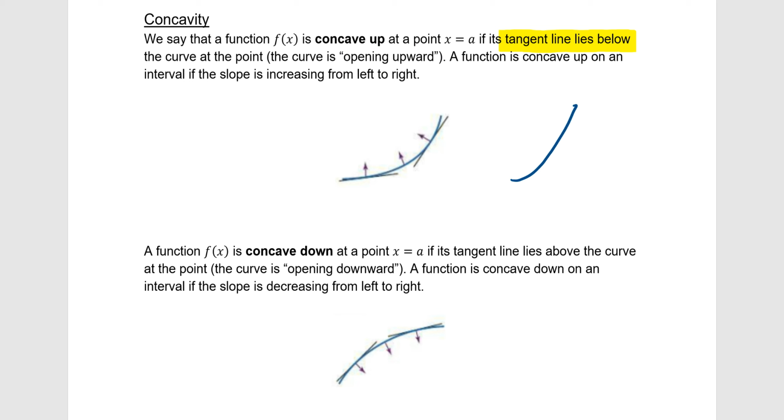And what this means in terms of the slope is that the slope is increasing from left to right. And you can see with the tangent line, we have the slope of this line, the slope of this line. As you move left to right, the slope is increasing with those tangent lines.